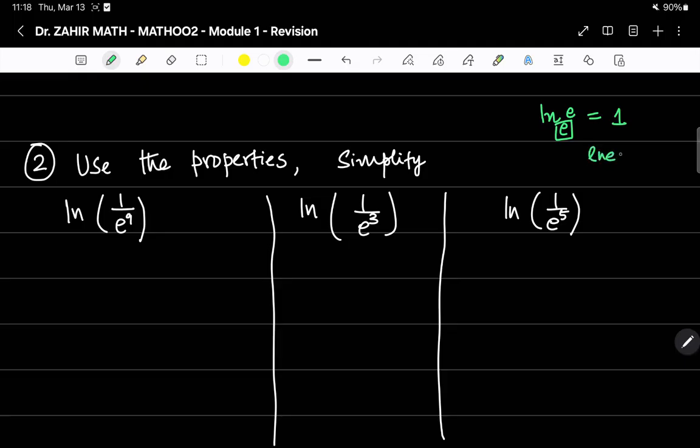So ln e, simply the value is what? 1. What is the value of ln 1? 0. You can also check in the calculator. Just press ln and 1, close the bracket, equal to 0.